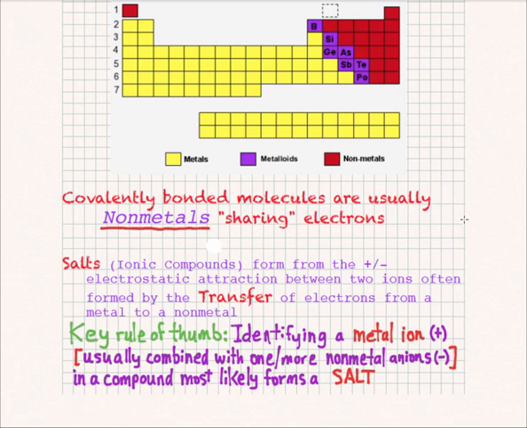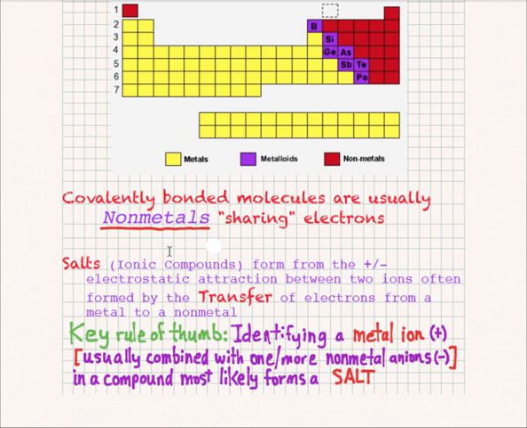When I make a molecule, I usually take two or more, often many more, nonmetals, and they share electrons, covalent bonds. Electrons aren't transferred. There's no official formal charge, plus or minus.